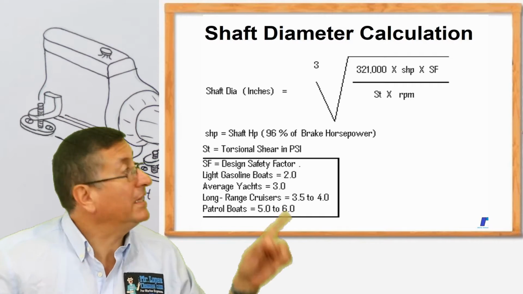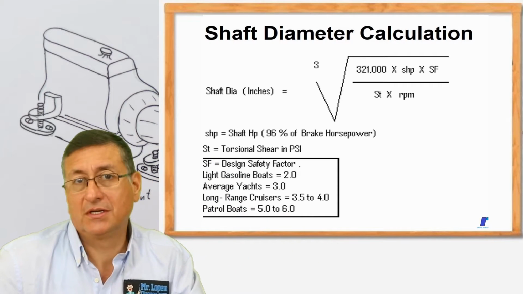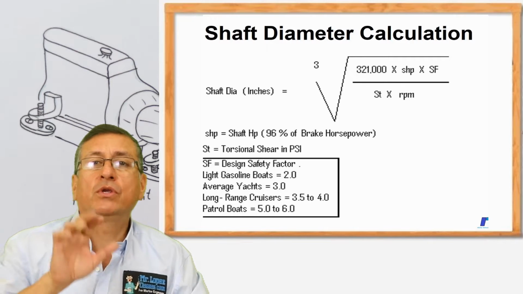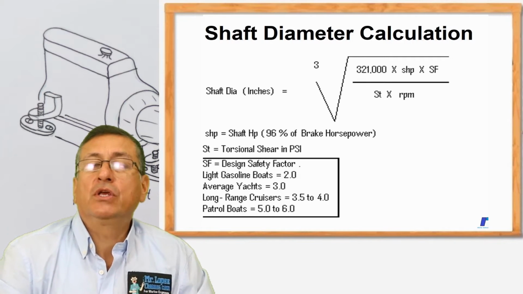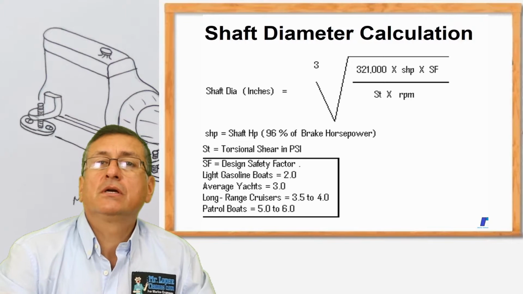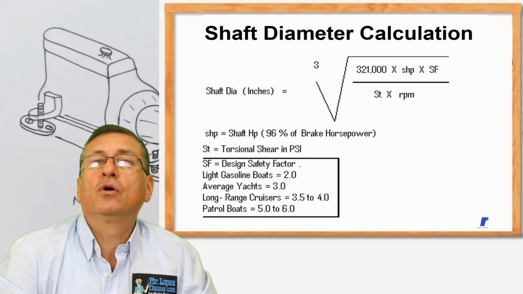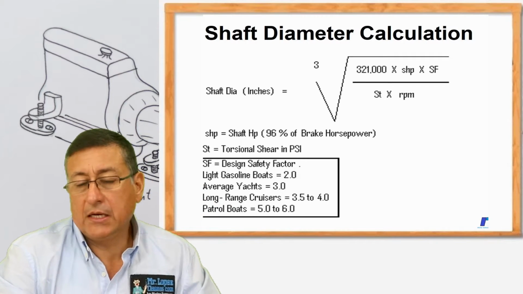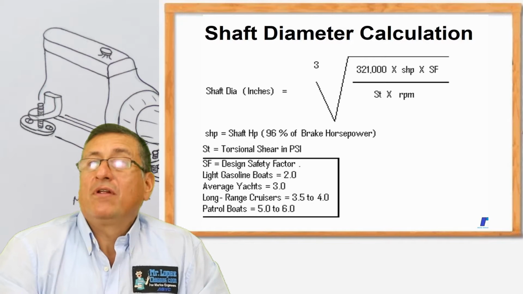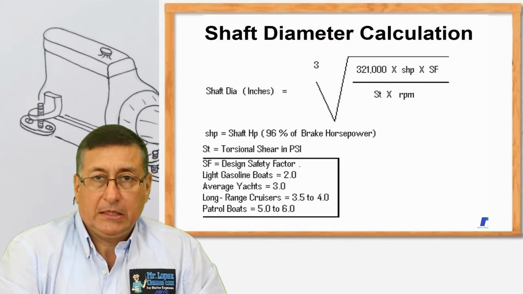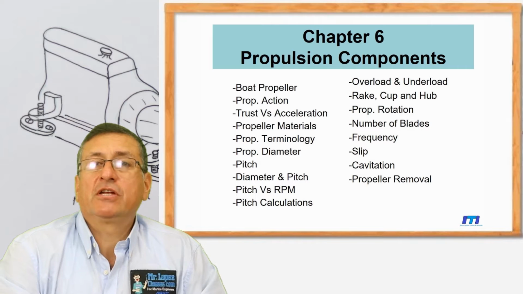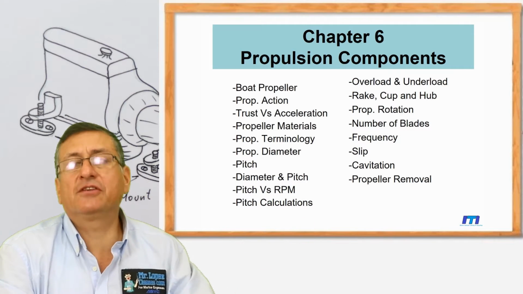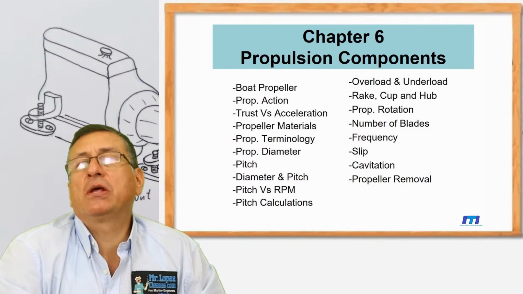Be careful because in the formula it is a cubic root, it's not a square root. Be careful when you use those numbers in the calculator, it is cubic root, not square root. All right. This is one way to calculate the diameter of the shaft. But in the next explanation, I am going to explain another way to calculate.